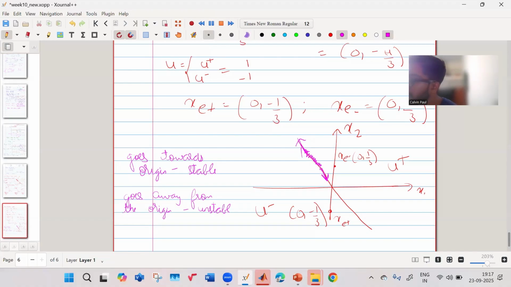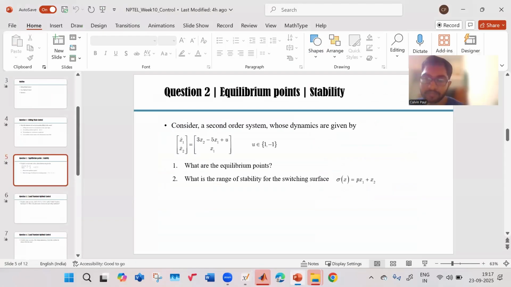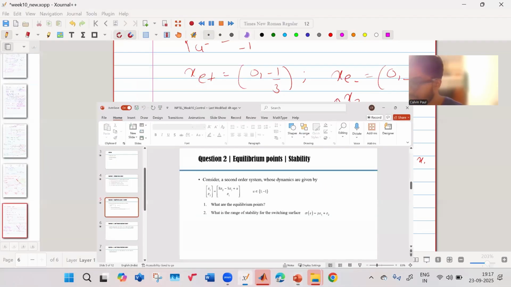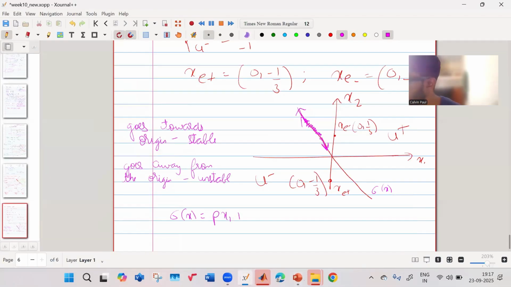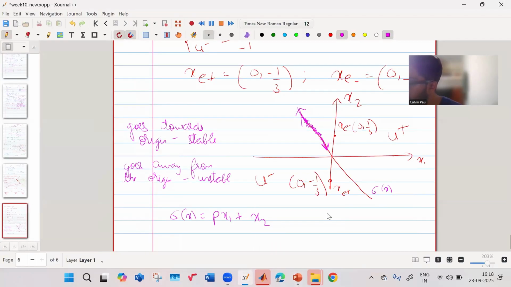So for that, we will consider what is our sigma x. The sigma x which we have defined over here is equal to px1 plus x2. Okay, this is your sigma x. Now if you look at it, what is your x2 dot? x2 dot is equal to x1. So you can write your x1 as x2 dot.